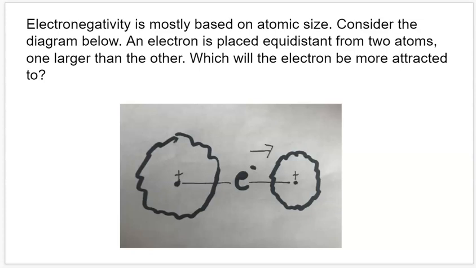So if we consider this diagram below, I have this electron here that is placed equidistant between the electron clouds of two atoms, one being much bigger than the other. And we want to figure out what's going to happen to this electron. If it's sort of equally between these two spaces, where is it going to be attracted to? Well, I already have kind of a spoiler on the figure. It's going to be attracted to the smaller one.